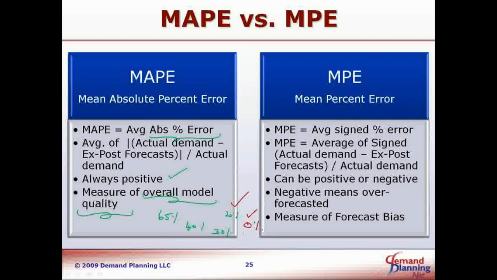You come up with a model that says the MAPE is 65%. You go to a different model, MAPE drops to 40%. You go to a third model, MAPE drops to 30%. A fourth model, MAPE drops to 20%. A fifth model, MAPE drops to 0%. So which model would you pick of the five? It's a trick question. I would pick this model, not this model, the reason being this model may not be stable. But anyway, the idea is, the lower the MAPE, the better off you are.